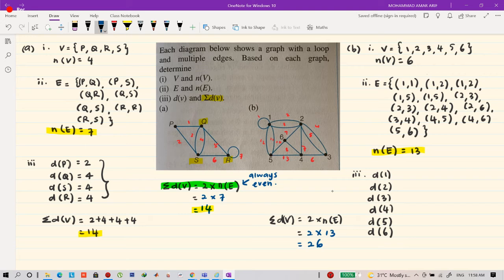So for D1, the degree of 1, the answer is 6. Degree of 2, the answer is also 6. Degree of 3, the answer is 3. Degree of 4, the answer is 4. For 5, the answer is 4. For 6, the answer is 3. So when you add them up, you will get the same 26.